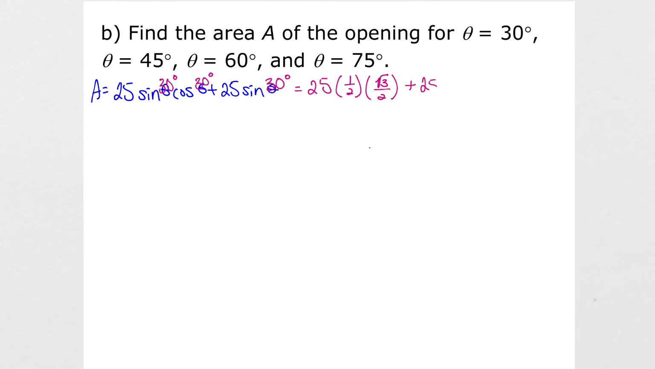And then we have 25 times sine of 30 degrees, which is 1/2. That would give us 25√3, just multiplying straight across the top, and 2 times 2 is 4, plus 25/2, which is approximately 23.33 square inches.